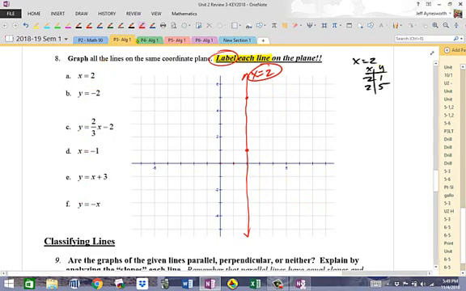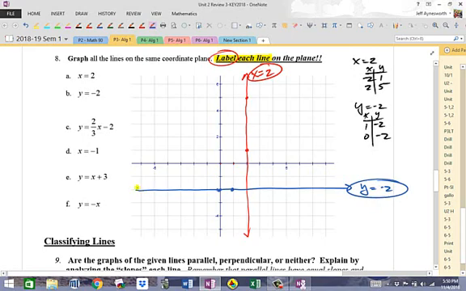Okay, y equals negative 2. Once you plot 2 points where y equals negative 2, how about 1, negative 2? How about 0, negative 2? So let's plot these. 1, negative 2 would be 1 right, down 2. 0, negative 2 would just be down 2. And notice that we've got this line here. So this is y equals negative 2. It's equation B here.